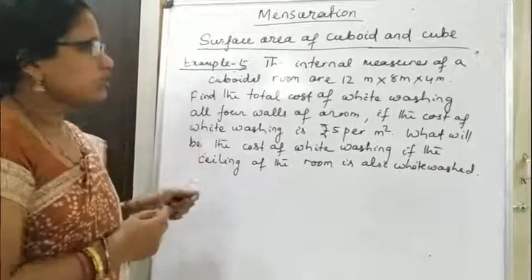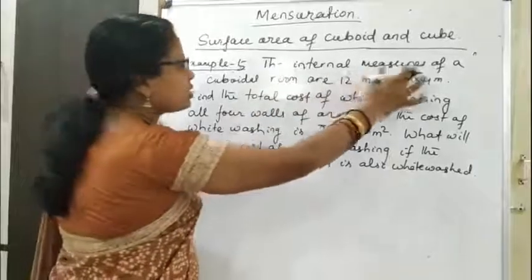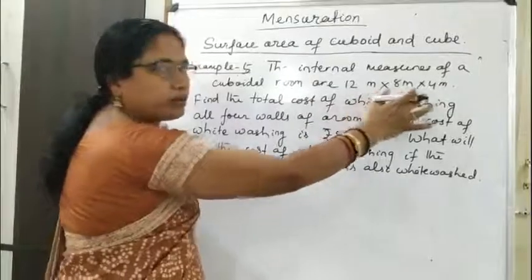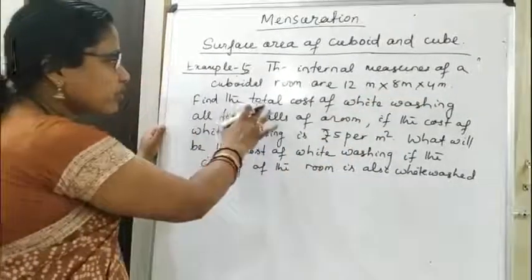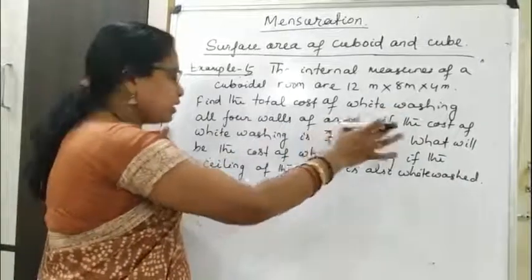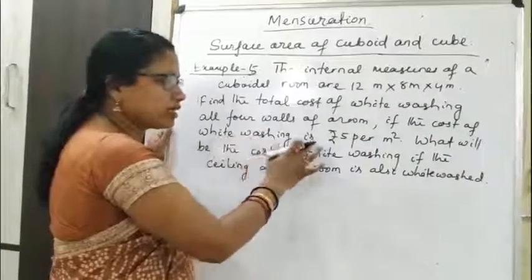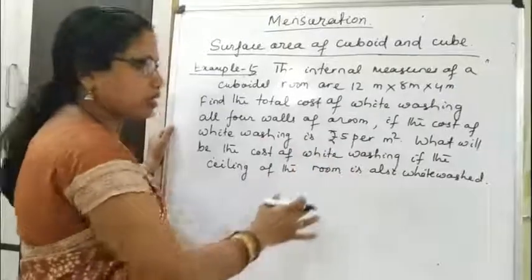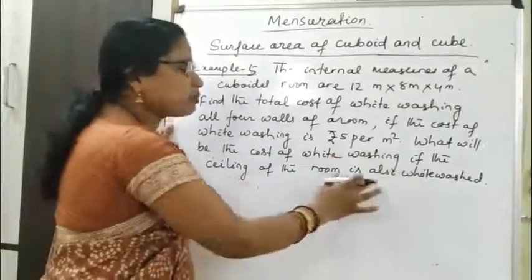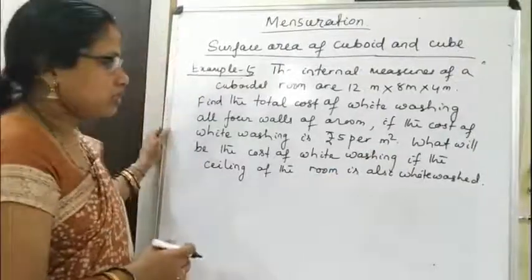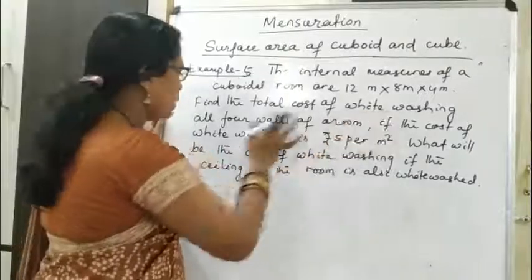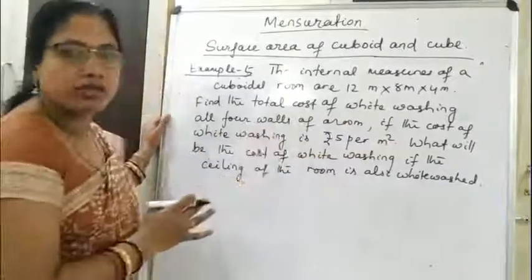Next question is, the internal measures of a cuboidal room are 12 meter by 8 meter by 4 meter. Find the total cost of whitewashing all 4 walls of a room if the cost of whitewashing is rupees 5 per meter square. What will be the cost of whitewashing if the ceiling of the room is also whitewashed? So first we have to find the cost of whitewashing all 4 walls of the room.